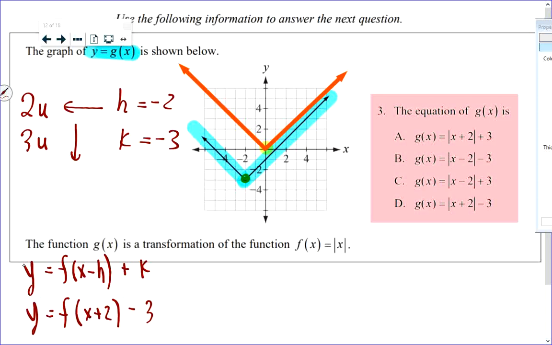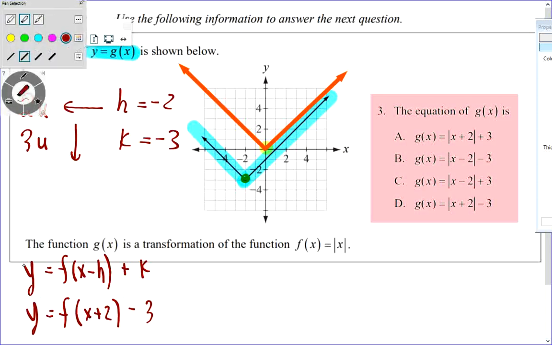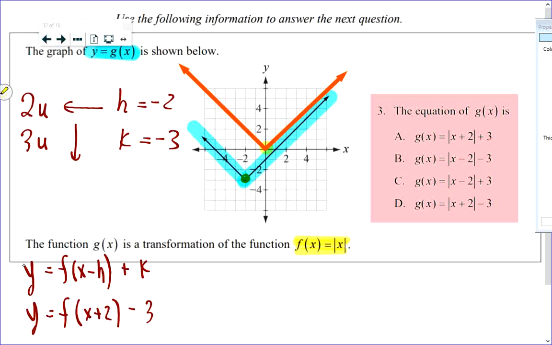Well, since f of x is the absolute value of x, when we are asked to figure out what f of x plus 2 is, we simply replace x in the original function with x plus 2. So what we end up with is y equals f of x plus 2, which would be the absolute value of x plus 2, and then minus 3. So the correct answer here is D. Kind of a standard run-of-the-mill question concerning the values of h and k and getting them from a graph.